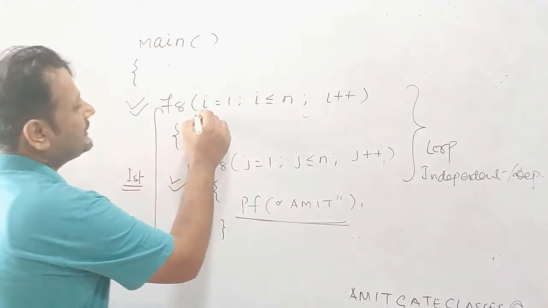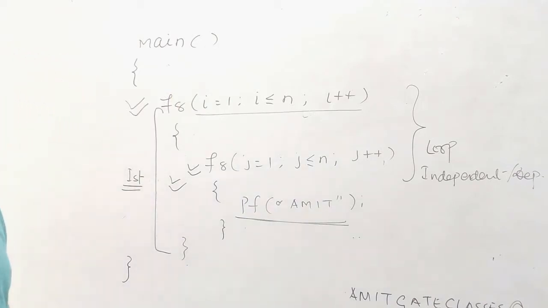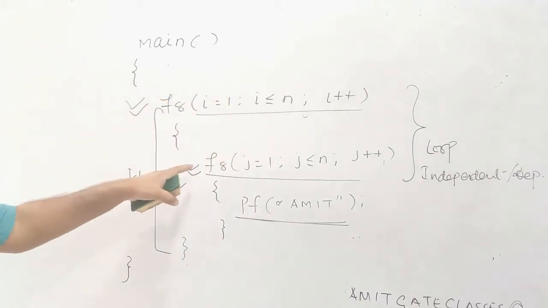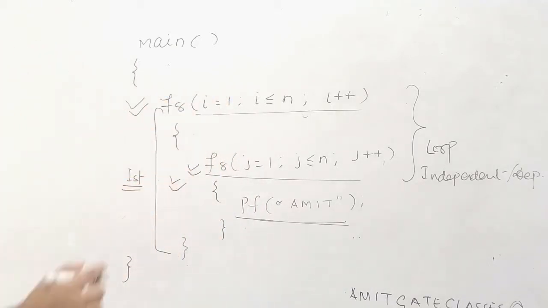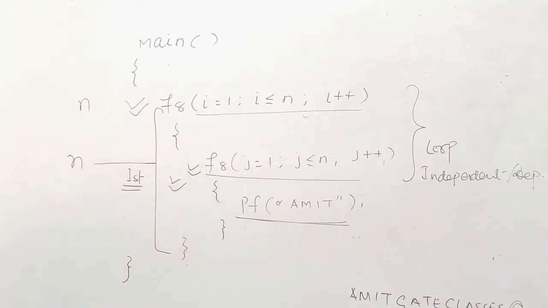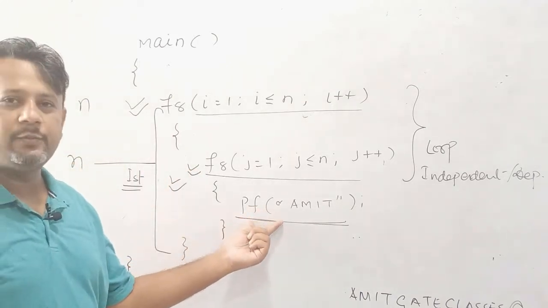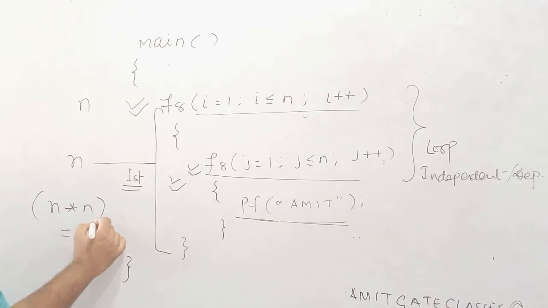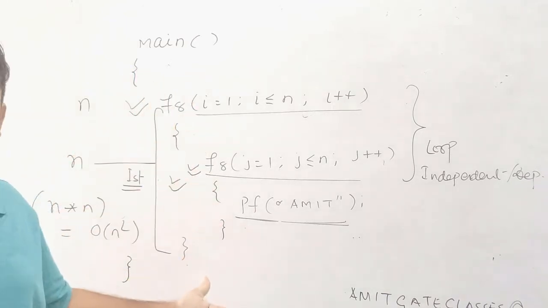This loop, i equals 1 to n, is independently going to run. This loop j has nothing to do with the first loop, so this is also an independent loop. So the first loop is going to run n times, the second loop is going to run n times. So how many times is this printf statement going to be executed? Simply multiply these two, n into n, that is equal to order of n square time. That means this is going to run how many times?